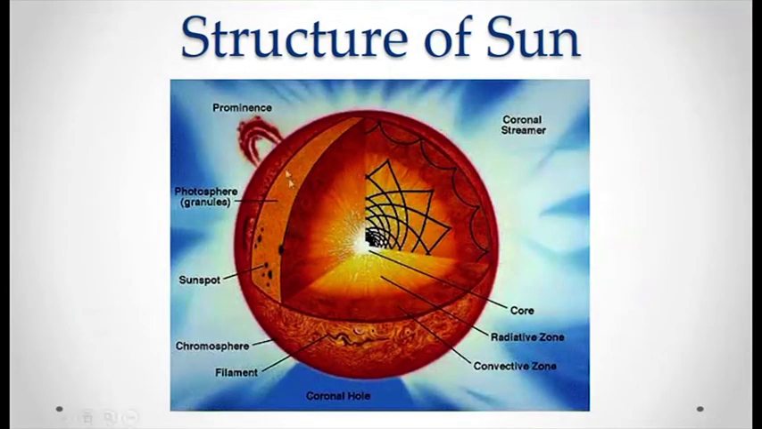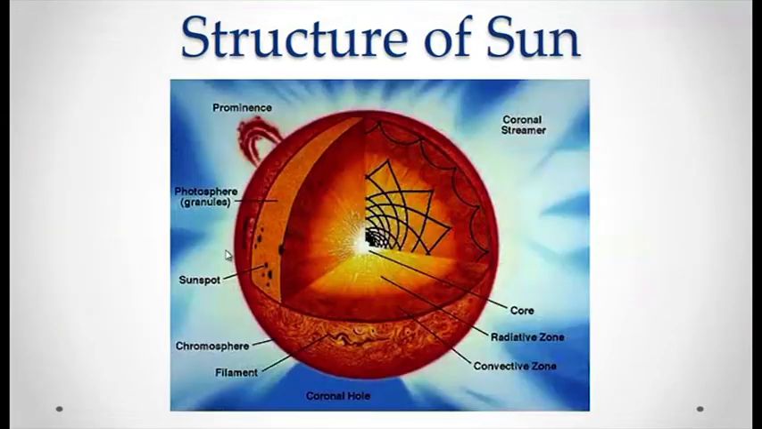So this is another structure of the Sun. You can see the white around the Sun is coronal streamer. As I told earlier, we can see this only during eclipse, solar eclipse. This is the core, radiative zone, convective zone, which takes heat from the core to the outer surface, chromosphere, then Sun dark spots, then granular things, photosphere.